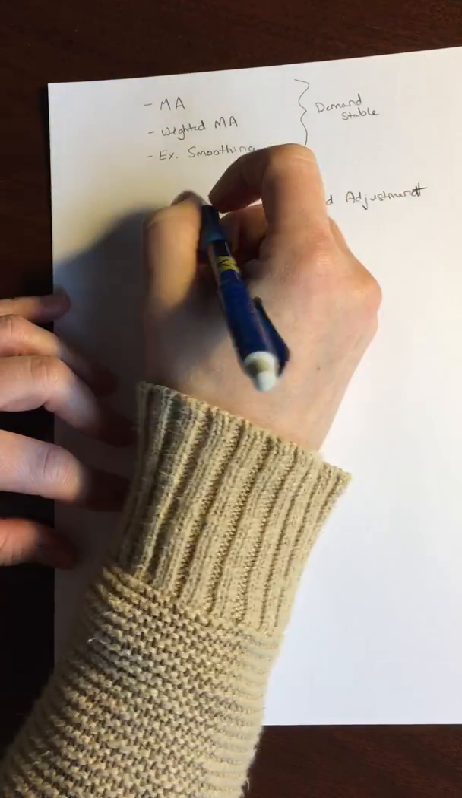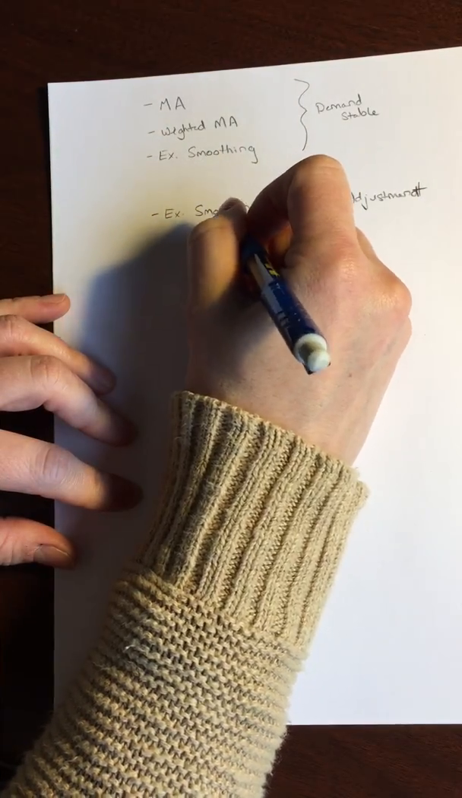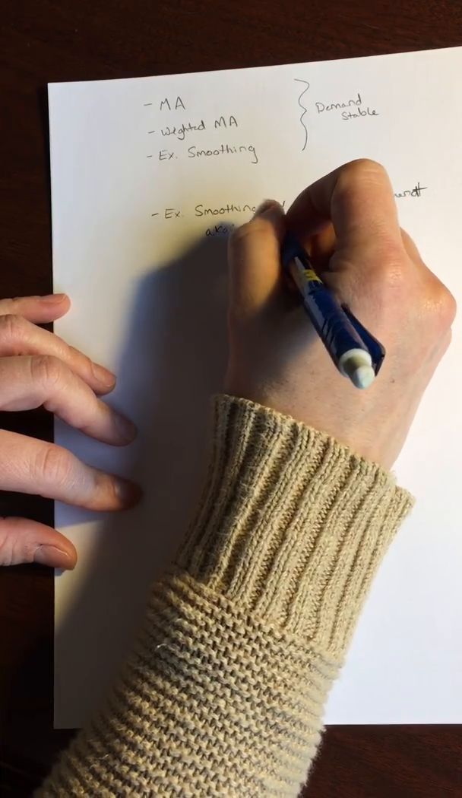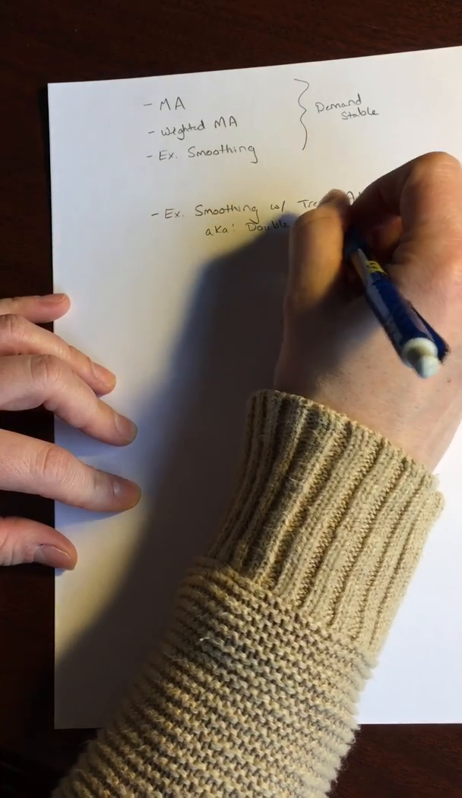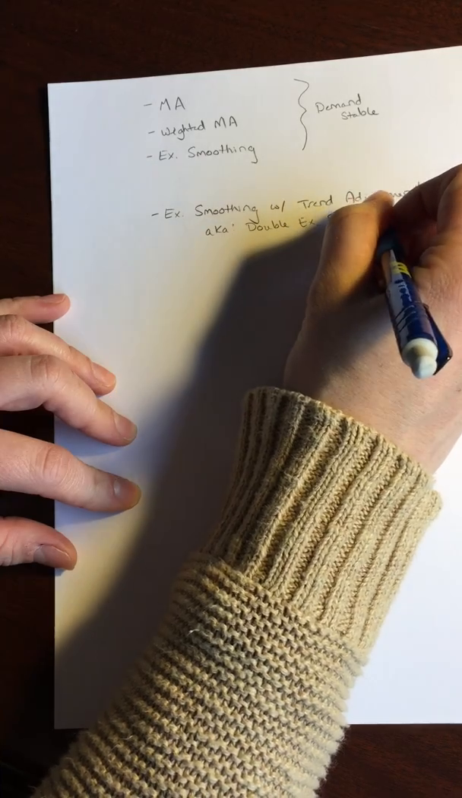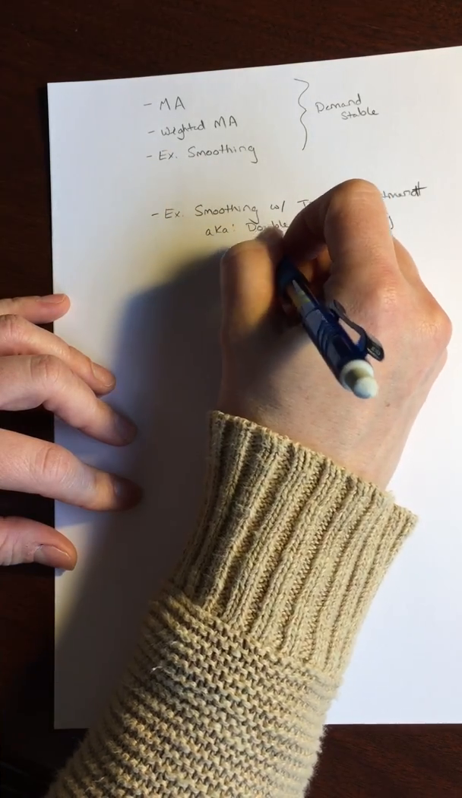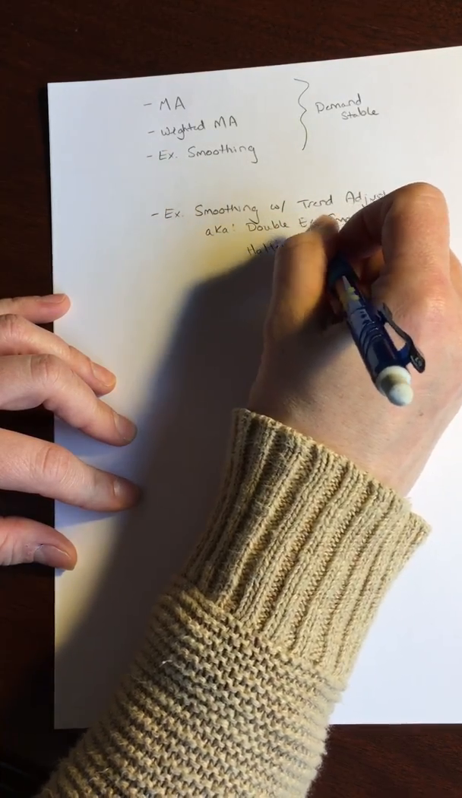and there are a couple different names for this. You might also hear double exponential smoothing. Some people also refer to it as the Holt method.